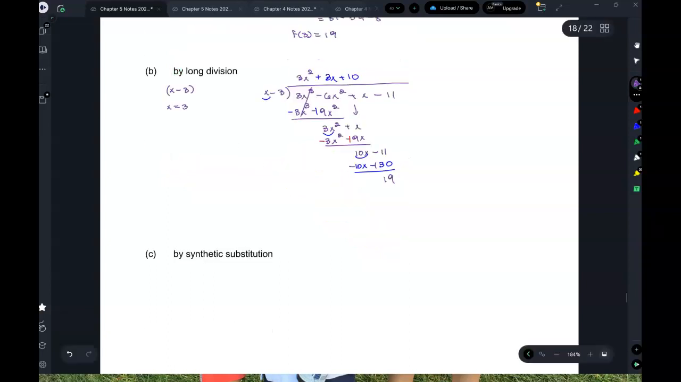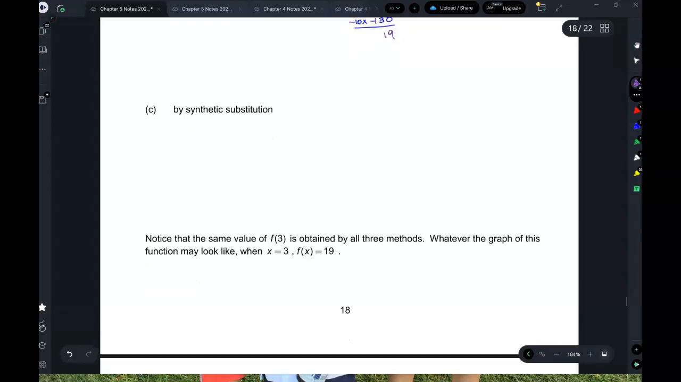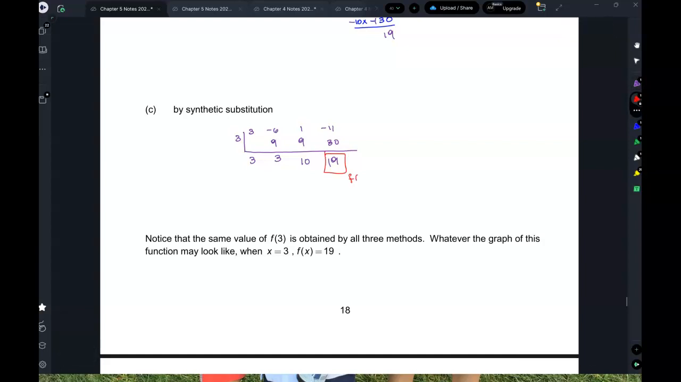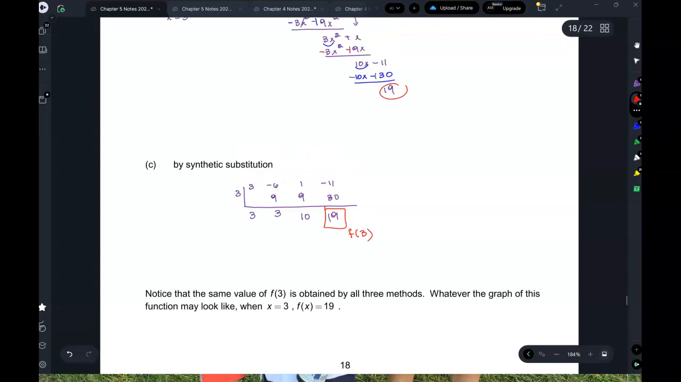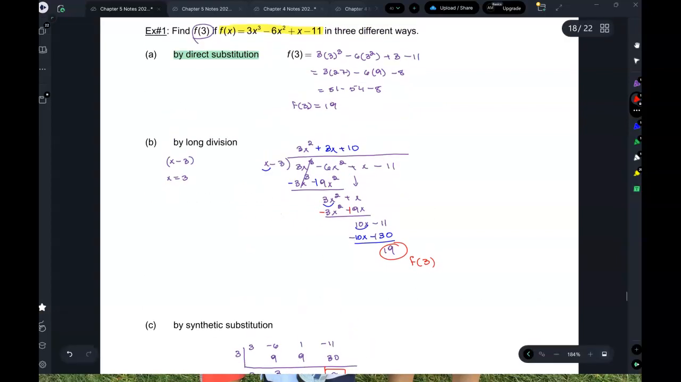Now, there is a third way to do it by synthetic substitution. So here we put the 3 because we are finding f of 3. And then the coefficients go in here. 3, negative 6, 1, negative 11. 3 comes down. Multiply by the outside 3. Add, multiply, add, multiply, and I get 19. Again, this is f of 3. Okay? So here too, the remainder is f of 3. Okay? Questions? Okay, so this is fine.